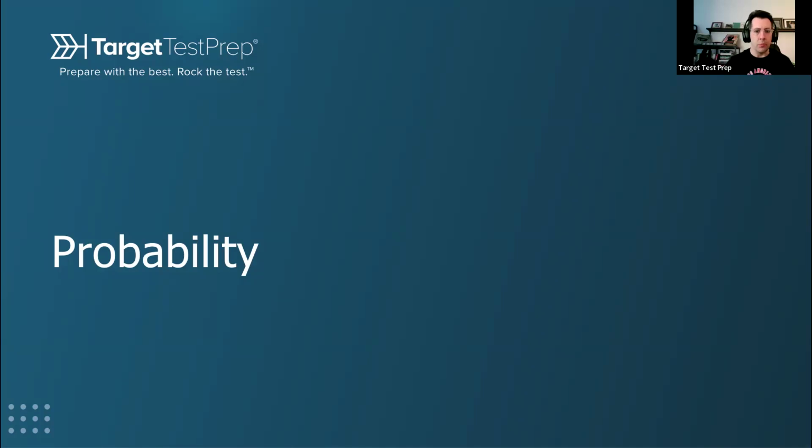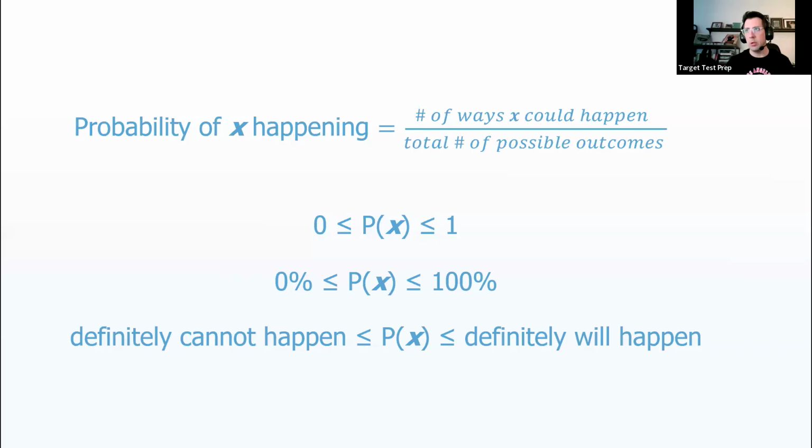So first of all, what is probability? How do we define probability? All probability is either between 0 and 1, or between 0% and 100%. And it's essentially just a fraction of the likelihood.